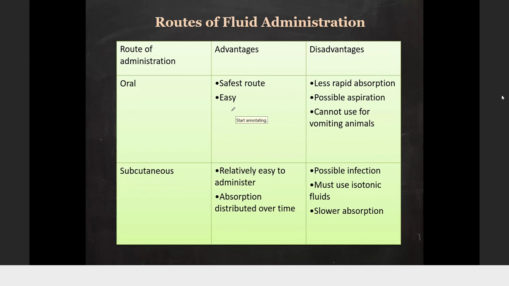However, there are possible infections. Let's say you are using a needle to give subcutaneous fluids to a cat, and then you use the same needle for another cat. If the cat has an infection, you can transmit the infection through the needle. Iatrogenic infection, we call it. Giving the dirty needle to another cat, the cat can get the infection. And also you must use isotonic fluids, like normal saline 0.9% sodium chloride. Why can you not use hypertonic solution?